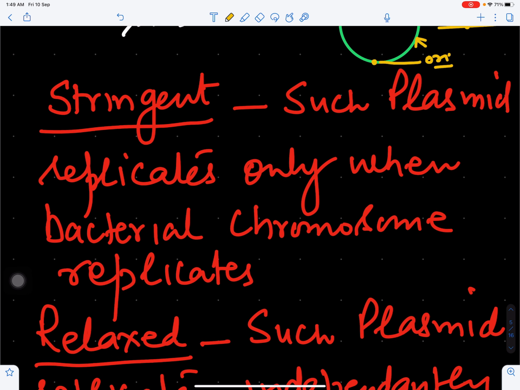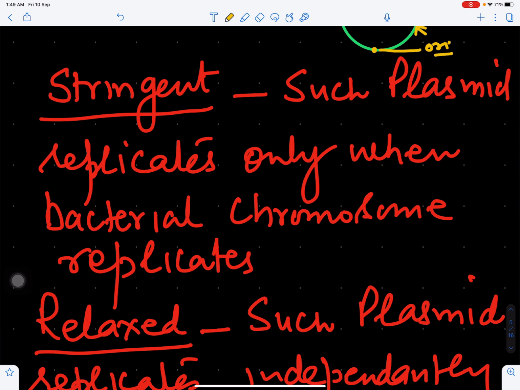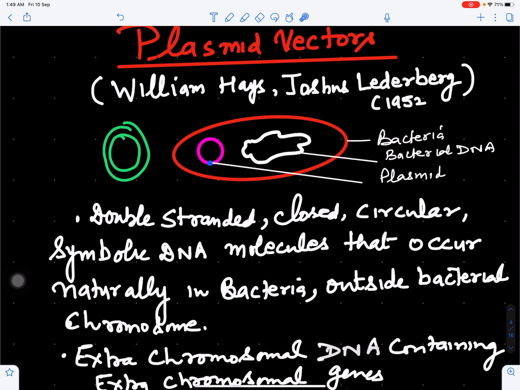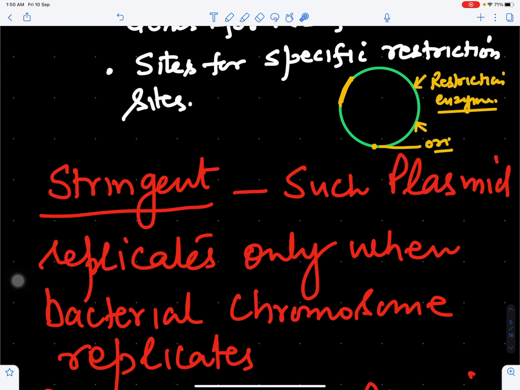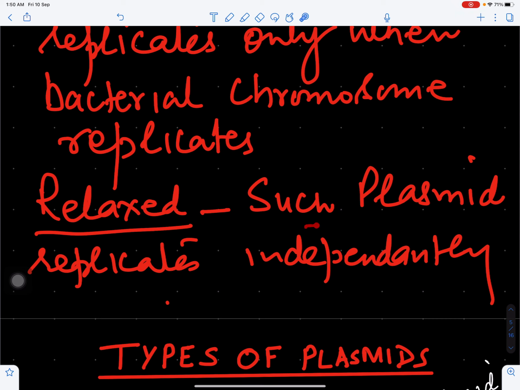So I just told you about stringent and relaxed replication. We can just define it. What is stringent replication? Such plasmids replicate only when the bacterial chromosome replicates. When the bacterial chromosome is replicating, meaning when this genome is forming two DNA, only then will this plasmid replicate. This is called stringent. But when the plasmid replicates independently of the bacterial genome, this is called relaxed replication. So relaxed plasmids replicate independently of the bacterial genome or chromosomes.